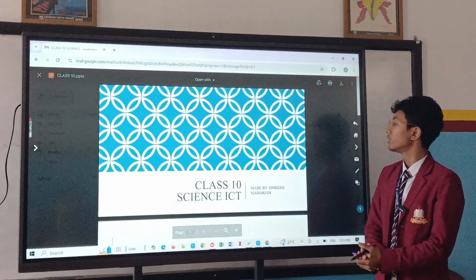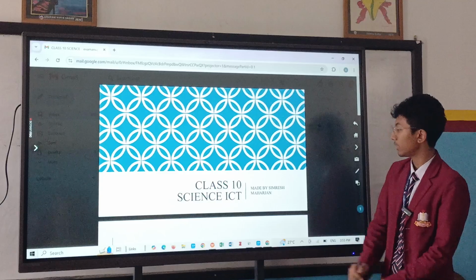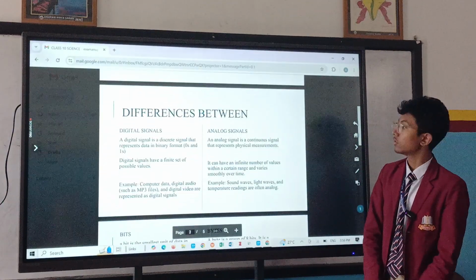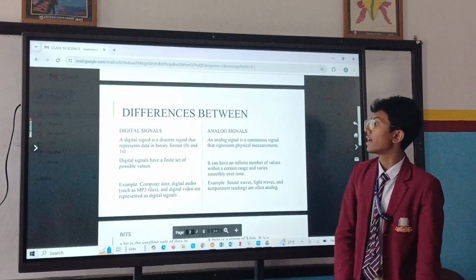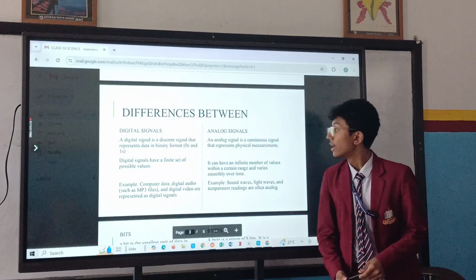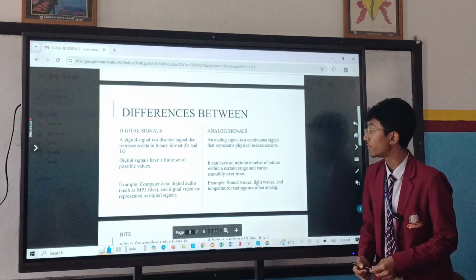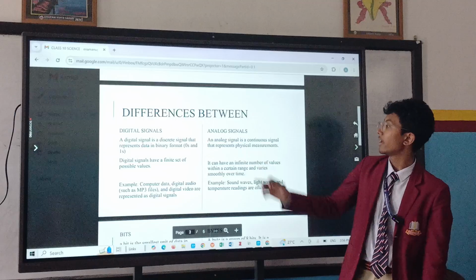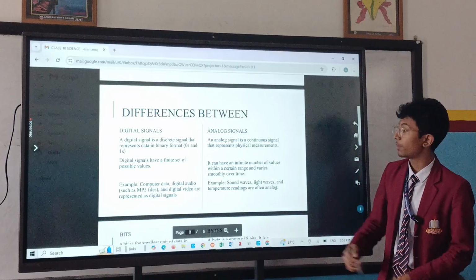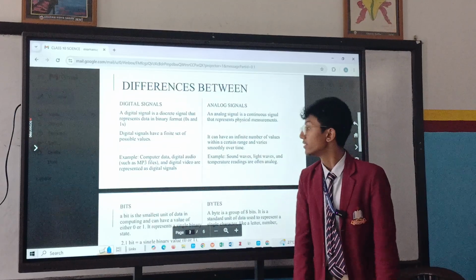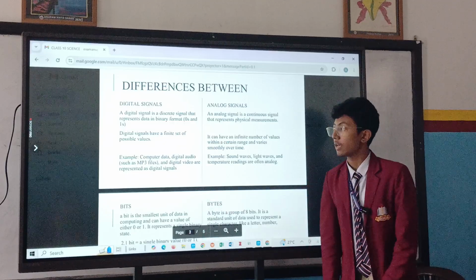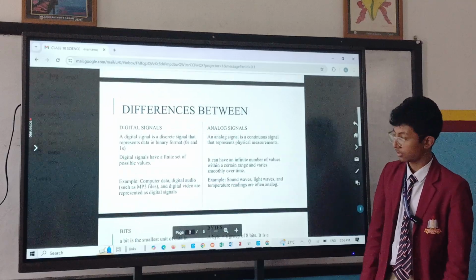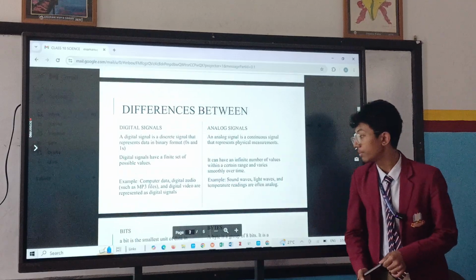Namaskar, everyone. I am going to discuss the ICT chapter's differences between. Number one is digital signals and analog signals. A digital signal is a discrete signal that represents data in binary form, 0s and 1s. And an analog signal is a continuous signal that represents physical measurement. Second, digital signals have a finite set of possible values and analog signals have an infinite number of possible values. Examples of digital signals: computer data, digital audio such as MP3 files, and digital videos are represented as digital signals. And of analog signals: sound waves, light waves, radio waves, etc.